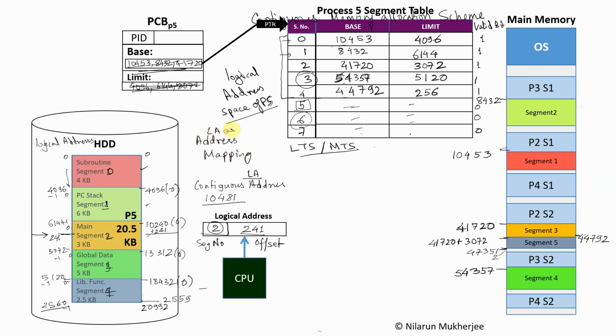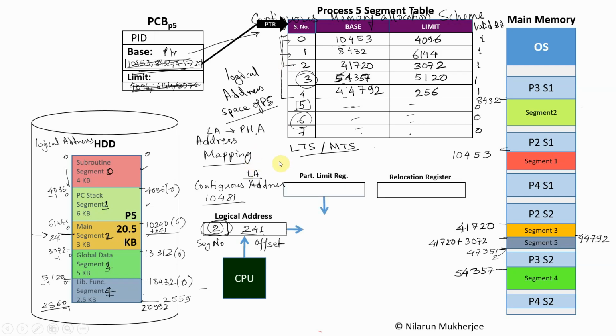Logical address to physical address mapping will be done like this: the PCB, instead of having base values, will have a pointer to this table. When it generates 2, this pointer will point to the process segment table, and there from 0, 1, 2 we will find that entry.